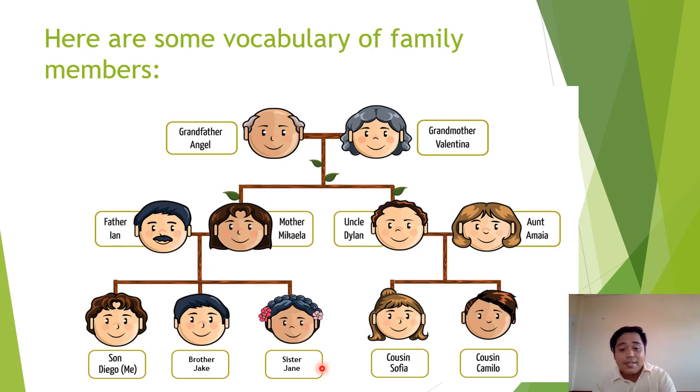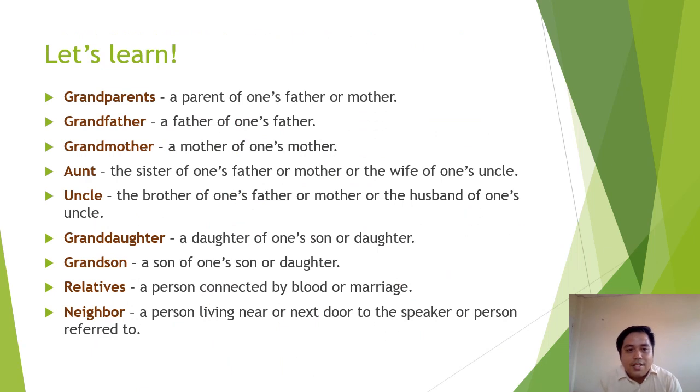Next, we have your uncle and aunt's children. They have 2 children. So they are your cousins. They are Sofia and Camilo. Understand? So that's how we identify our family members. I hope you understand all their connections. Okay, let's learn some vocabularies.